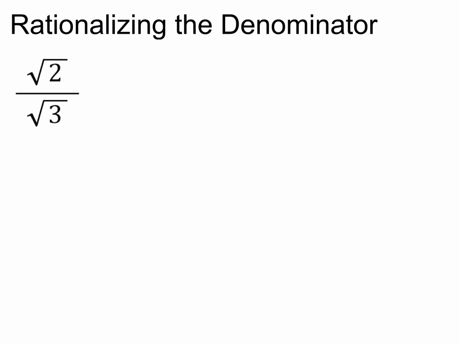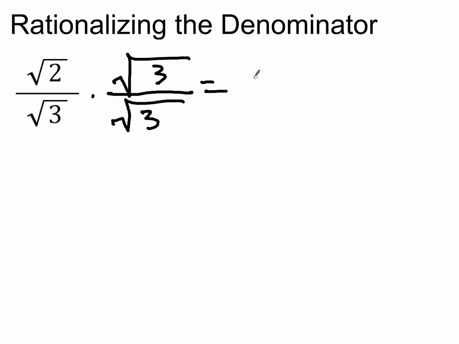Okay, now we're going to talk about rationalizing the denominator. To rationalize the denominator means we don't want to have a radical on the denominator. The square root of 3 is an irrational number. So we're going to multiply by something that gets rid of that irrational number. We're going to multiply by the same thing, the square root of 3, because the square root of 3 squared is going to give us a rational number.